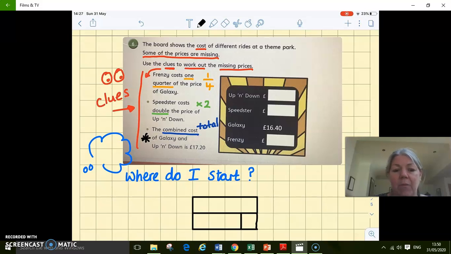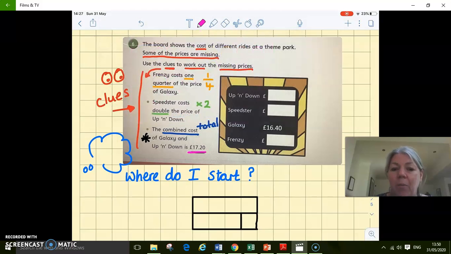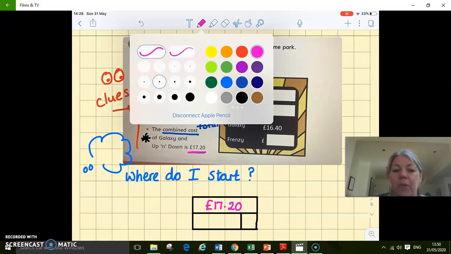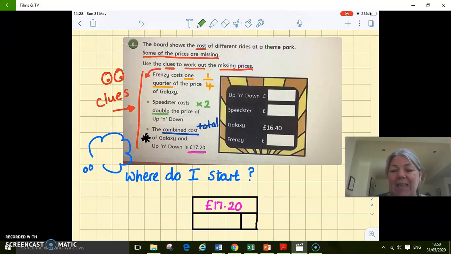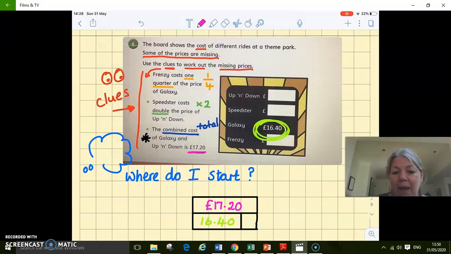So I'm starting here. I know that my combined cost is £17.20. That's my total cost. That's going to go in the big bar at the top. I'm just going to change the colour so it's a little bit easier for you to see. So £17.20, there it is. We know the price of the Galaxy because that's the one we're given on the board. And I can see that that is £16.40. I'm going to pop it in there. Okay. Forgotten my pound sign there as well, haven't I?